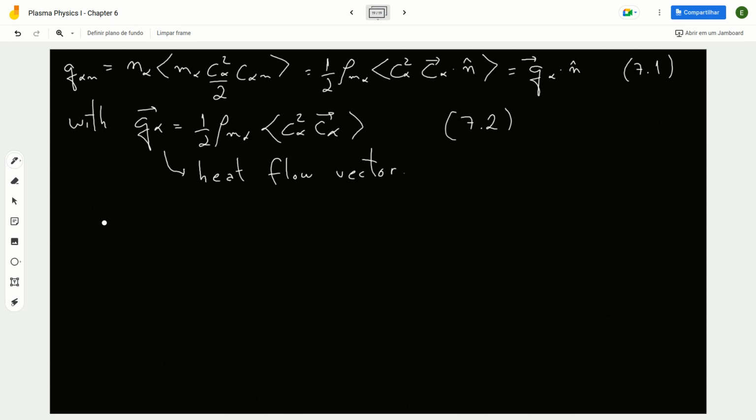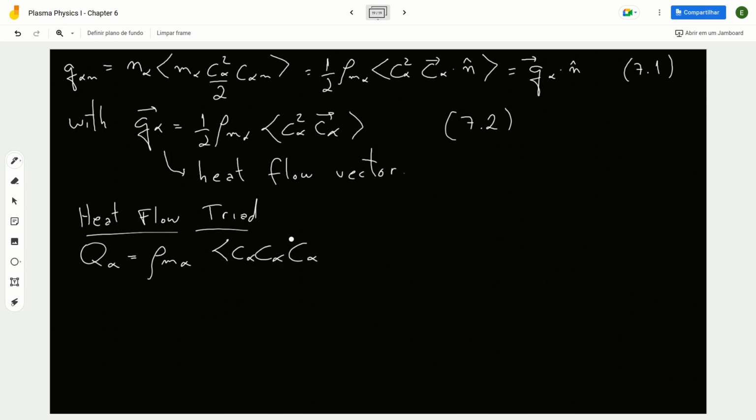Now let's talk about third order tensors. One example of a third order tensor is a heat flow triad, defined like this: Q alpha is equal to rho m alpha, C alpha, C alpha, C alpha. Triple product of alpha here.